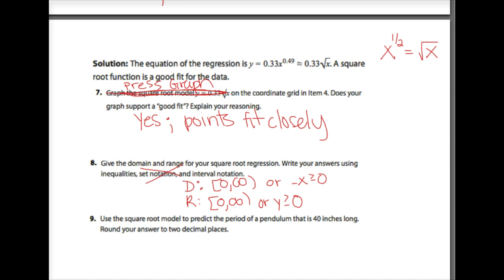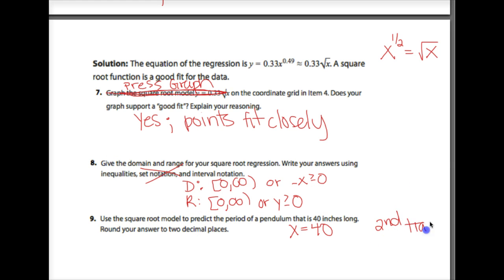So what they're doing here is they're giving us the length. If we look back at our table that we used on 403, length is the x. That's in our list 1. So it's telling us that x is 40, and it wants us to use the square root model to find the period, which is time, rounded to 2 decimal places. So we can do that in our calculator.